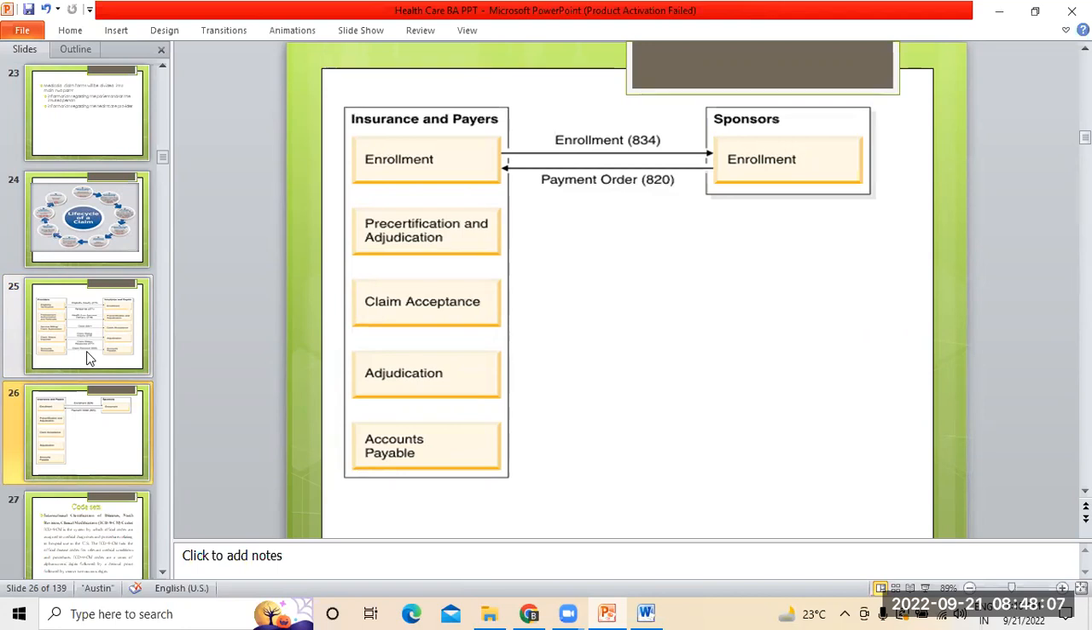So 834 is for enrollment, and whatever payment order is received from a sponsor to an insurance organization will be 820. These are the claim codes which anyone, especially a BA, needs to know, because as we get involved in the healthcare process, especially in reference to claims, these are the code numbers you need to remember.